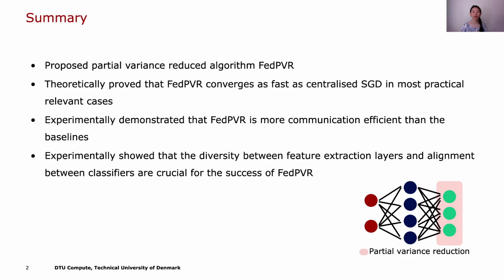We then theoretically prove that our algorithm can converge as fast as centralized SGD in most practical relevant cases. Furthermore, we experimentally demonstrate that our algorithm is more communication efficient than the baselines. And we also show the diversity between the feature extraction layers and alignment between the classifiers are crucial for the success of our algorithm. Next, I will give a detailed explanation of this paper.